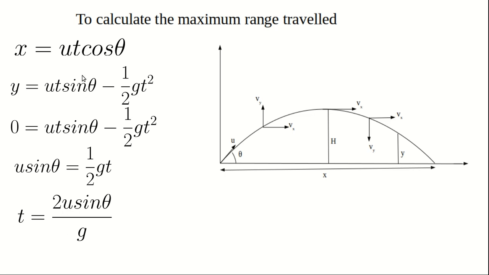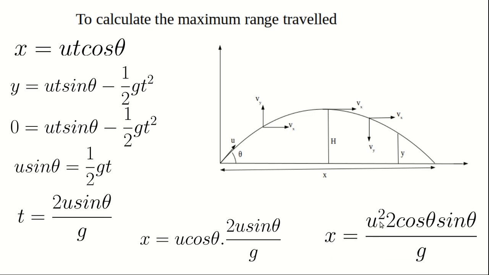So we can substitute back into this one, and this is what we have. x, u, t is equal to what? So we use sin theta all over g, these are cos theta, and we have this. So if we rearrange, we have u squared 2 cos theta sin theta. But also note that 2 cos theta sin theta is also known as sin 2 theta. So that gives us this one. So this is our range for the projectile motion.